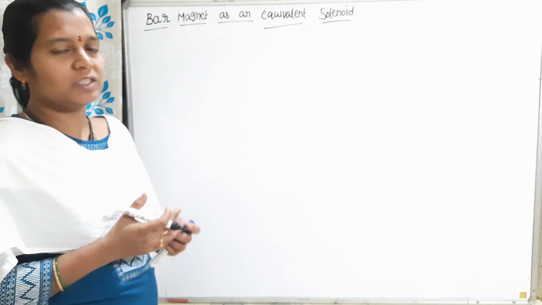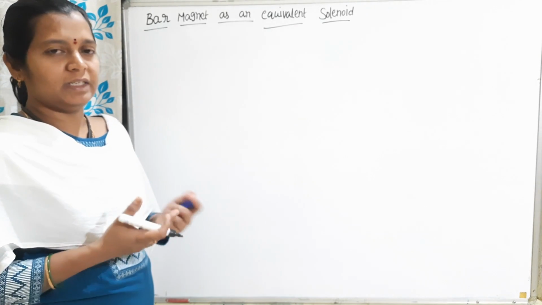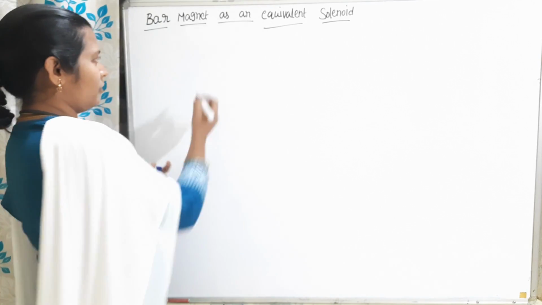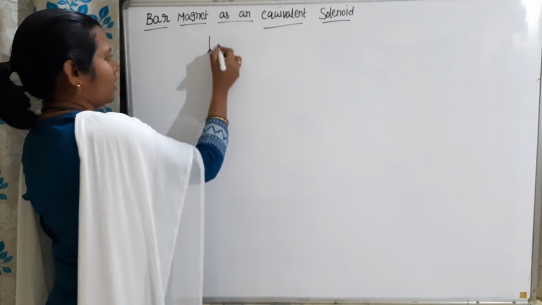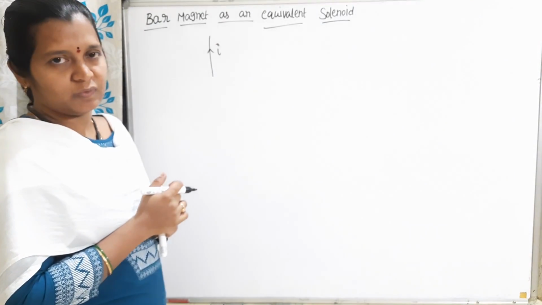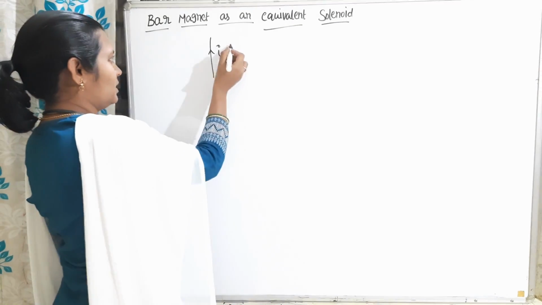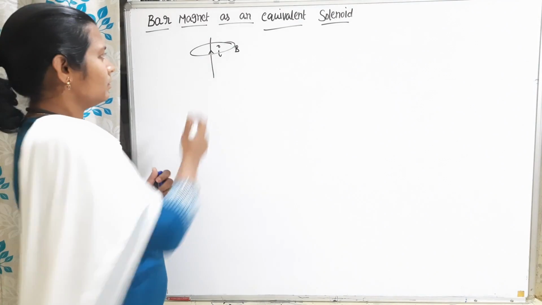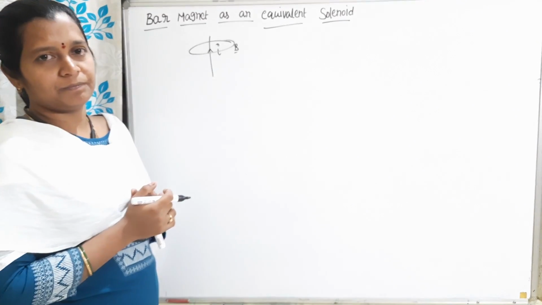Today we are going to discuss the bar magnet as an equivalent solenoid. Before going to that, we all know that circulating currents or circulating charges create magnetic fields. That is nothing but Ampere's circuital law. So if you have a conducting wire in which a high amount of current is flowing, there is a magnetic field around the conductor, which is nothing but B.